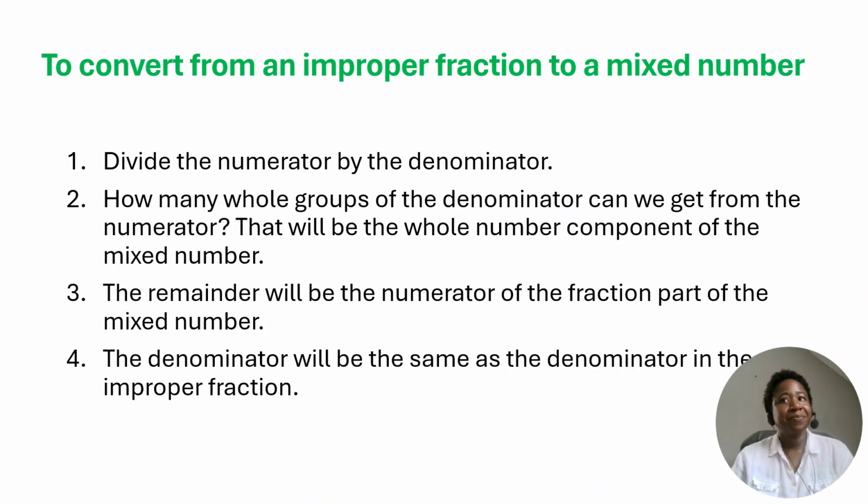All right. So we have the steps here. Divide the numerator by the denominator, because essentially we want to know how many times can we get the denominator from the numerator. The whole number component will be this number, as in how many times did we get the denominator from the numerator. The remainder will be the new numerator for the mixed number, and the denominator will stay the same.